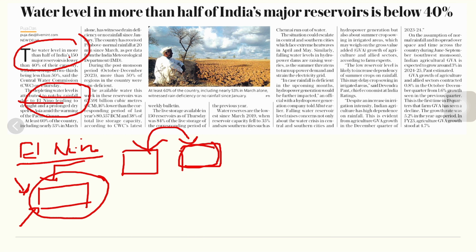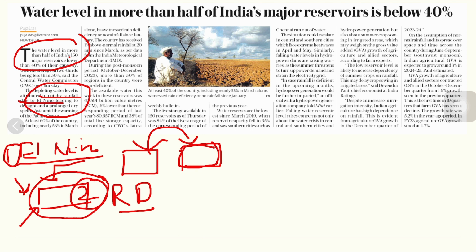So there was an acute rainfall shortage in Asia and around. At least 60% of the country, including 53% in March alone, has witnessed rain deficiency. So you can write down number one, El Nino, number two, the rain deficiency that is attached with it, and it is in close to 60% of our geography, including nearly 53% in March alone.